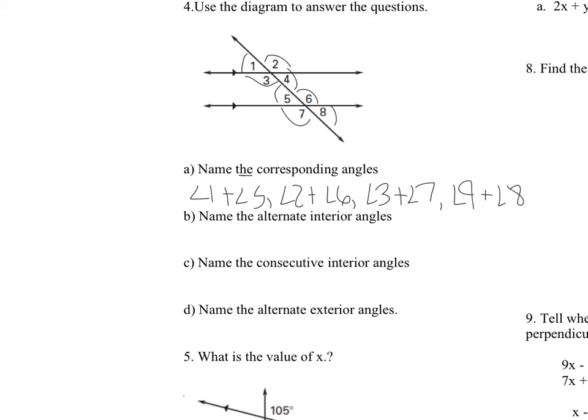Alternate interior angles. Alternate means they're on different sides of the transversal, interior means between. So we're looking here at 3 and 6, and 5 and 4, right? Inside, opposite sides of the transversal.